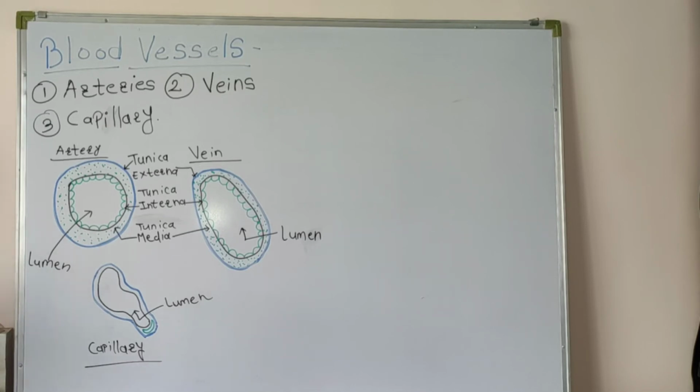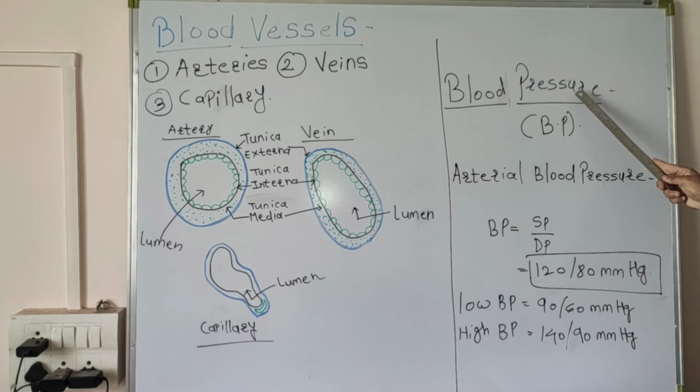When the pulse rate is higher than normal, it is called tachycardia, and when the pulse rate is slower than normal, it is called bradycardia. If the pulse rate is above 100 beats per minute, it is a high pulse rate, and when it is below 60 beats per minute, it is a lower pulse rate. Now we will see the blood pressure.